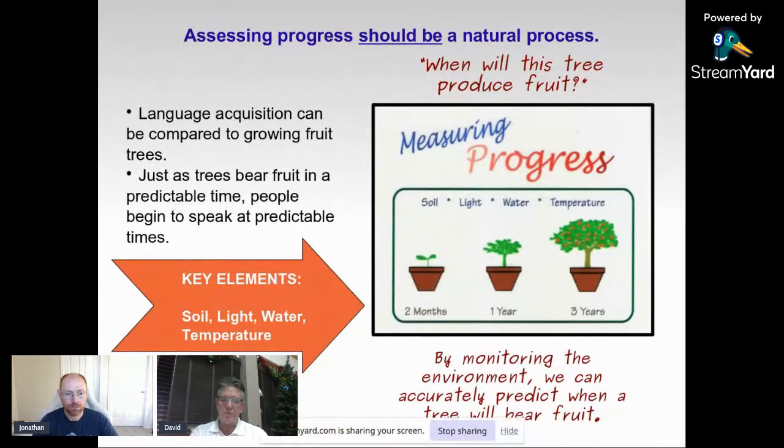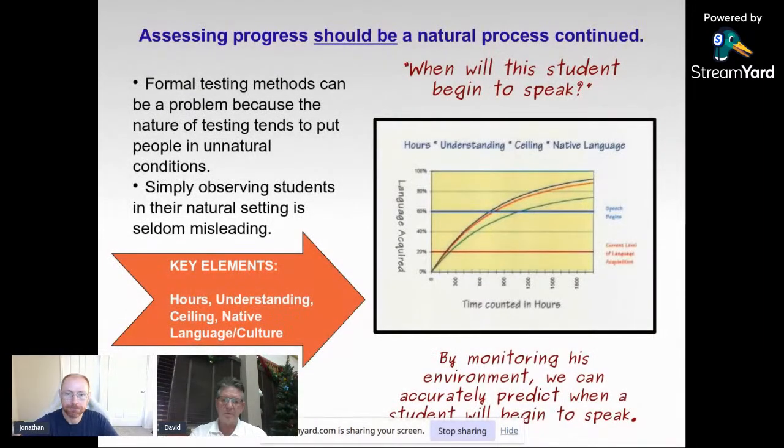With language, we can do exactly the same thing. And we measure the environment, not the student. It's not things like IQ. It's really the environment that this person is in. And very little of that environment has to do with the student.